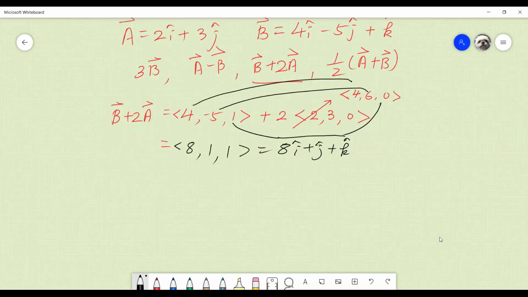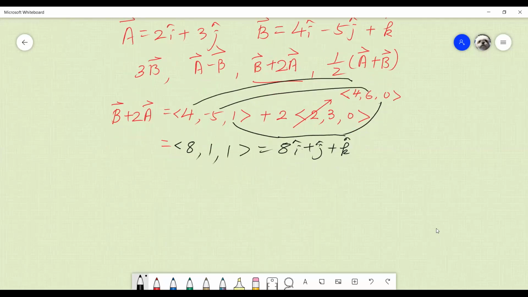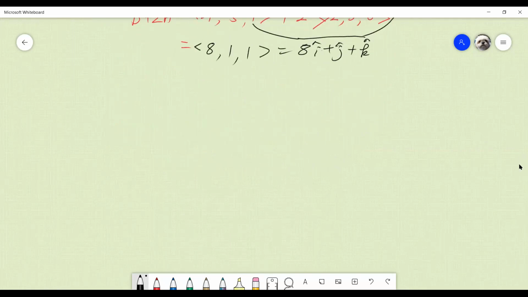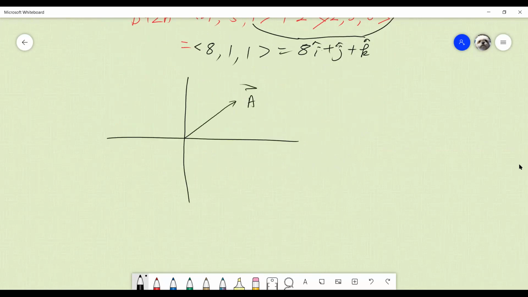Now, so far we have been talking about the addition and subtraction of vectors: IJK notation, the graphical method, and the analytical method. What I'm going to do now is the multiplication of vectors. Okay, maybe I'll do one more question here, on subtraction. Now, I'm going to draw a coordinate system here. Let's say I have three vectors: A, and then B, and then C.